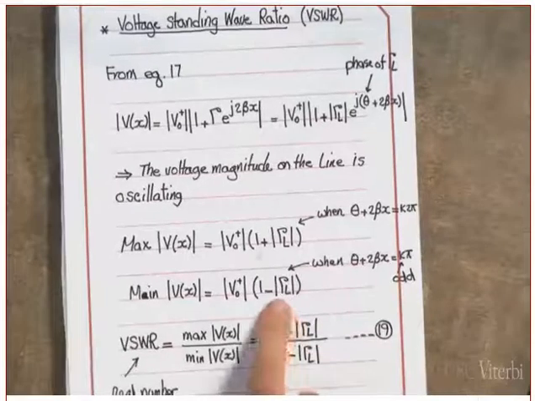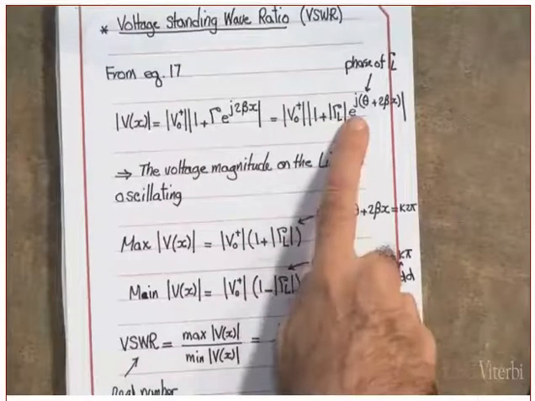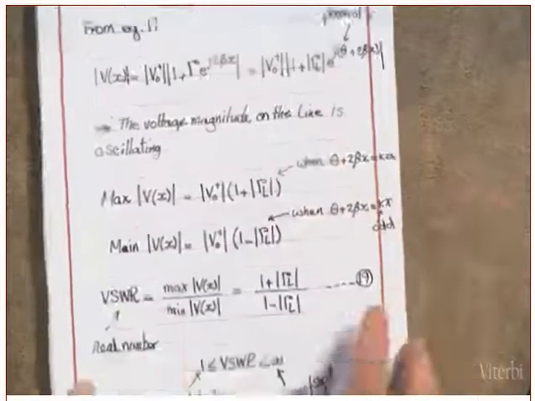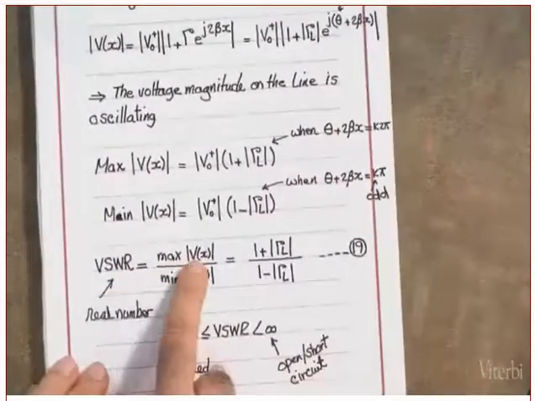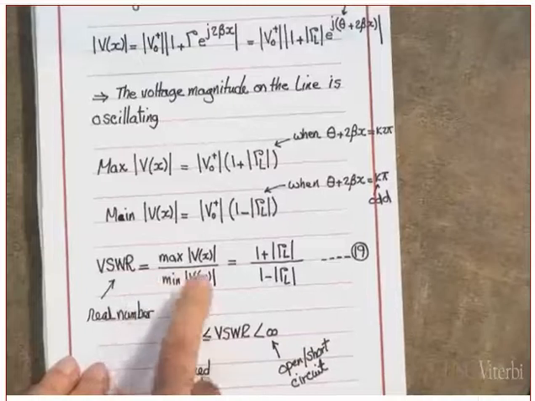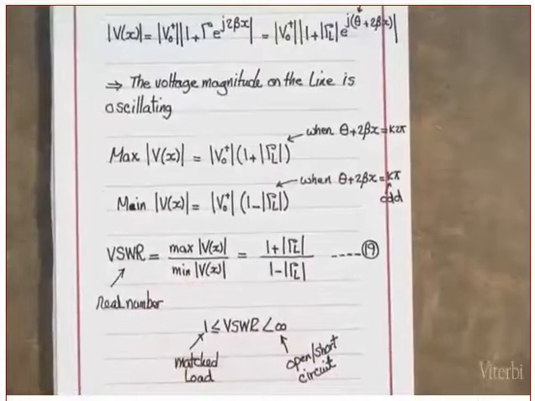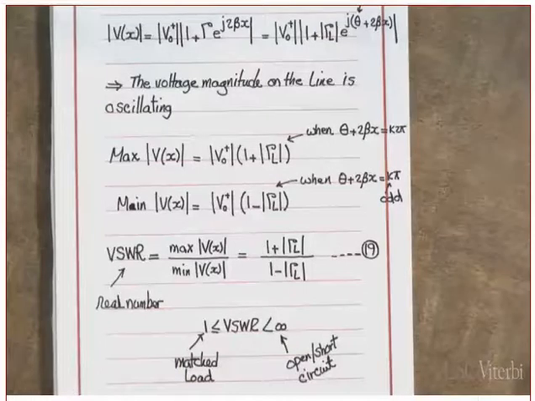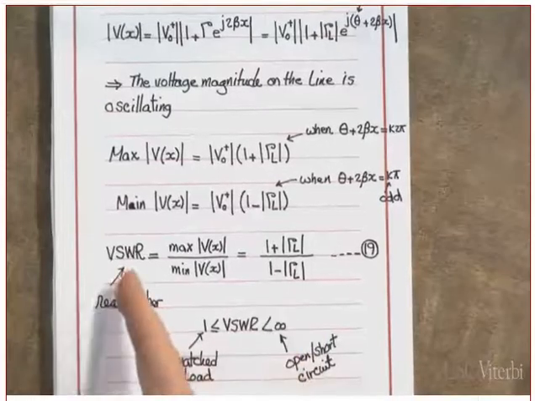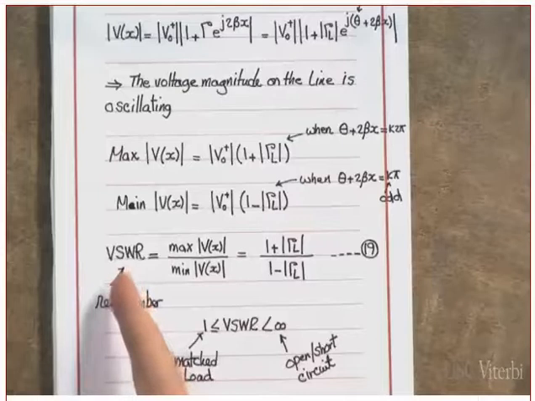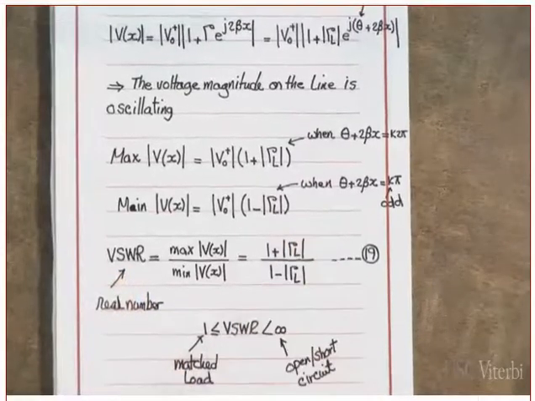Okay. It will be like this. Why? Because this one will be negative. Yes or no? The ratio between the maximum voltage magnitude divided by the minimum voltage magnitude is referred to as what? The standing wave ratio. Clear? And what do you notice? The standing wave ratio is a real number. Why? Because we are taking magnitudes here. Clear? It's a real number.